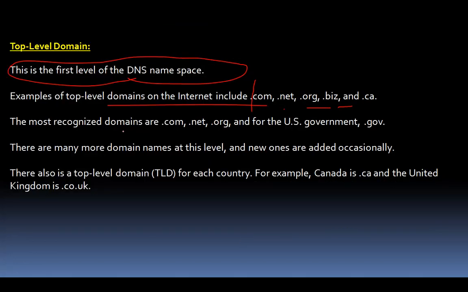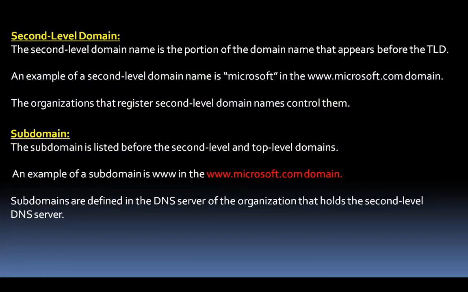Next, the most categorized, recognized domains are like .com, .net, .org. There are many more domain names at this level, and a few more are added occasionally. There is also a top level domain, also known as TLD, for each country. For example, Canada is .ca and the United Kingdom is .co.uk. This is known as the top level domain.